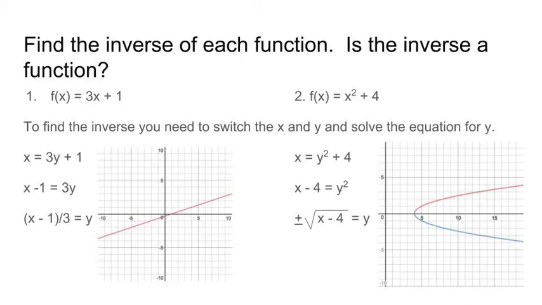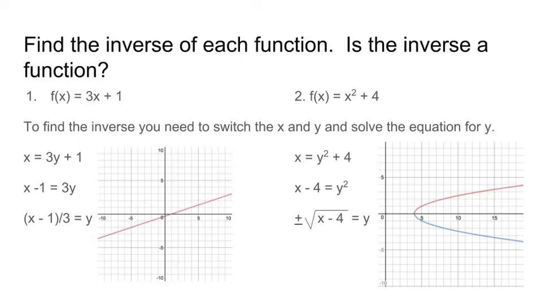The x and the y variables you switch, so it's going to turn into x equals 3y plus 1, and you solve that equation for y. Subtract the 1, divide by 3, and you get y equals (x minus 1) divided by 3. Is that inverse a function? To determine functions, we graph them and see if they pass the vertical line test. So in this case, yes, it is a function because it passes the vertical line test.